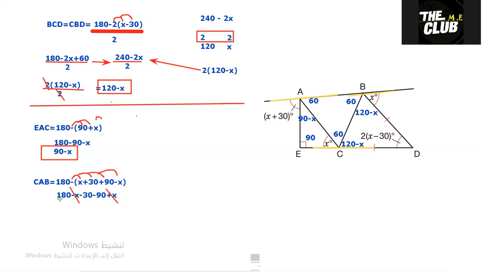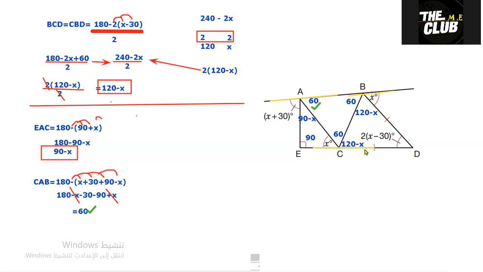And here we have 180 minus 30. How much is that? Sorry, 180 minus 30 is 150. 150 minus 90 is how much? 60. So this one is 60. So the first angle that we found is this angle, and we said it is 60. So this one is good. Now let's move on and find the other angles. They have to be 60.